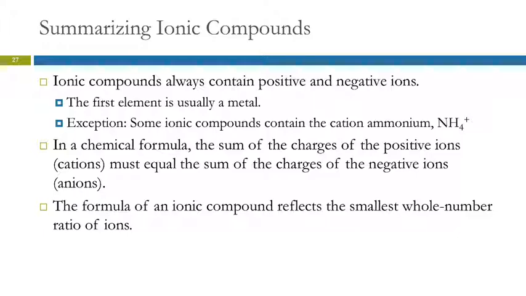Ionic compounds always have positive and negative ions. The first element is almost always a metal. There's one exception we need to know about, and that is ammonium ion. This was on that list for you to memorize. This is the only polyatomic cation that we're going to deal with in this class. So if it starts with a metal, boom, that's an ionic compound. If it starts with NH4, it's also an ionic compound. So we've got to have the sum of the positive charges be equal to the sum of the negative charges. And it's always going to be the smallest whole number ratio.